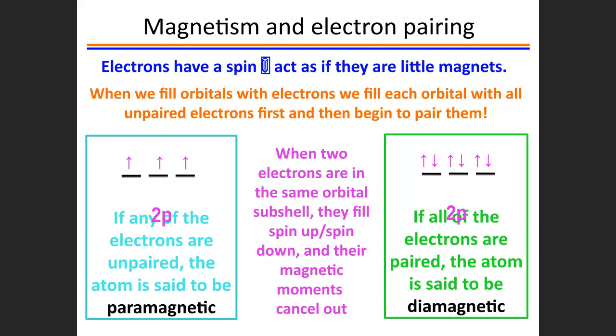If any two p electrons are unpaired, the atom is said to be paramagnetic. And when the 2p electrons are paired like that, spin up and spin down, we say this is diamagnetic.